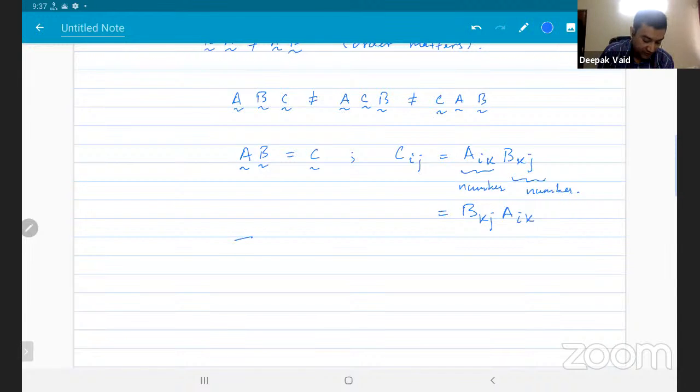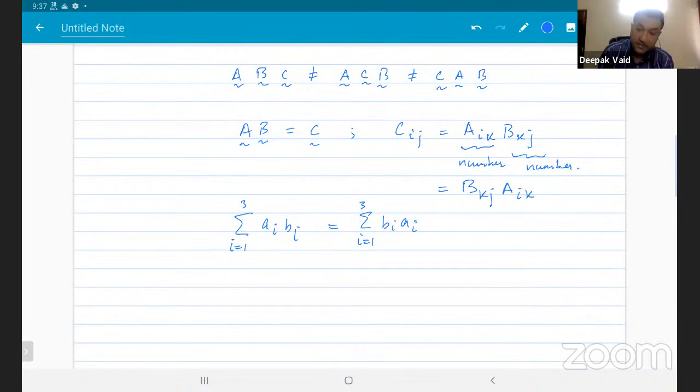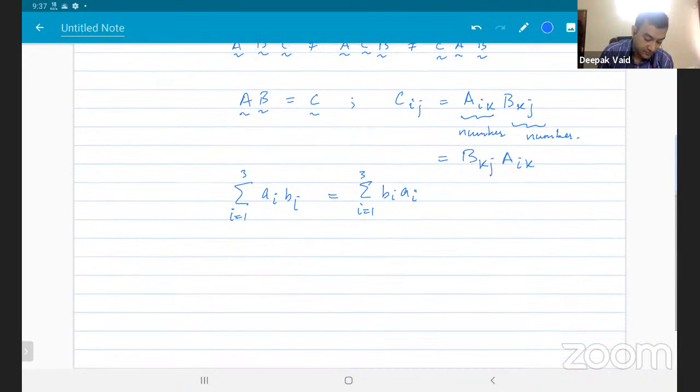So if you have a sum like this, let's say I have a sum over i equal to 1 to 3 of ai bi, I can also write this as the sum over i equal to 1 to 3 of bi ai, right? It doesn't change. The expression remains the same. That is what is happening here.